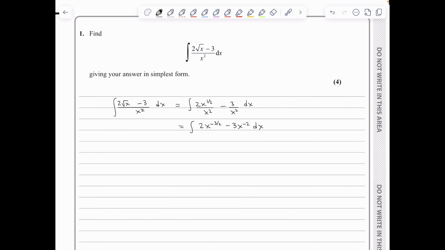Now that I've got the expression to be integrated in index form, I can proceed with integration. And in integration, we increase the power by 1 and we divide by the new power. So we're looking at 2 times x to the minus a half over minus 1 over 2. And then we've got minus 3x to the minus 1 over minus 1 plus the constant of integration c. And I need to simplify my answer, which gives me negative 4x to the minus a half plus 3x to the minus 1 plus c.